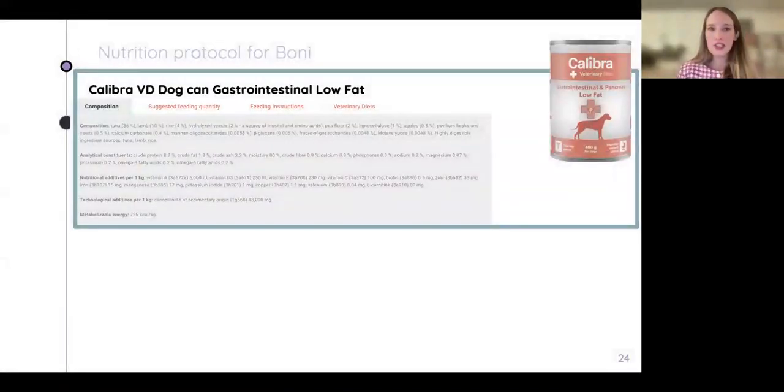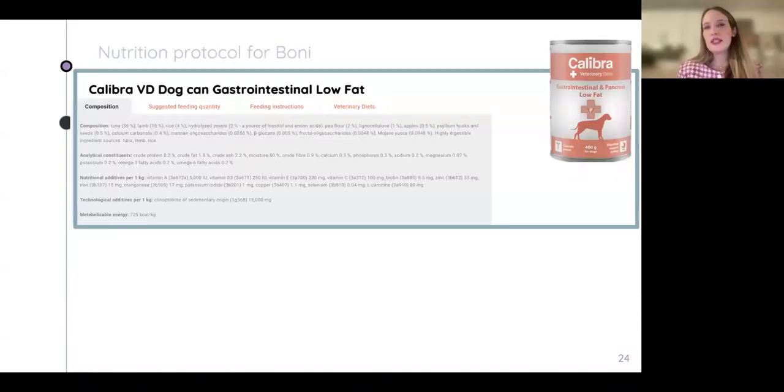And for this patient, we decided to go with a gastrointestinal novel protein diet, but in this canned form, and I will explain why. The reason for this selection is basically the palatability of the diet, and normally when the dog would feel nauseous, he would be even more reluctant to eat the diet that we are offering.